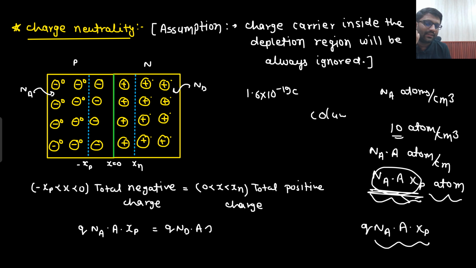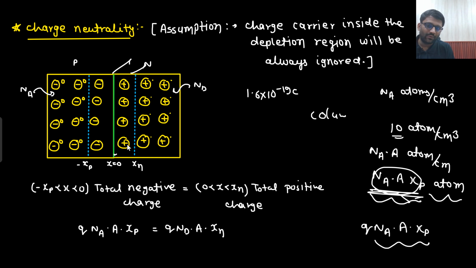Why am I multiplying with xn or xp? Because I need to find out the total negative charge in this particular region only, and the total positive charge in this particular region only. I don't care about these other regions because I know that these are electrically neutral. From 0 to xp with area A, how many atoms do you have? Na into A into xp. Multiply with q, that would be the total negative charge.